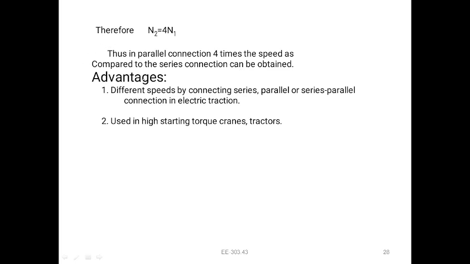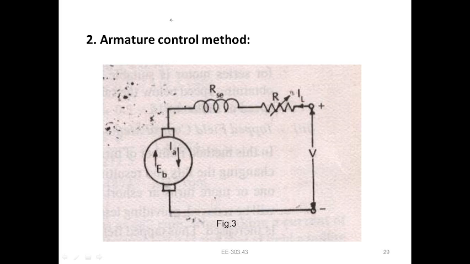So here are the advantages of the series and parallel connection: different speeds can be obtained by connecting series and parallel connections. In electric traction, using high starting torque cranes and tractors, that will be more applicable. Now we'll talk about the armature control method.